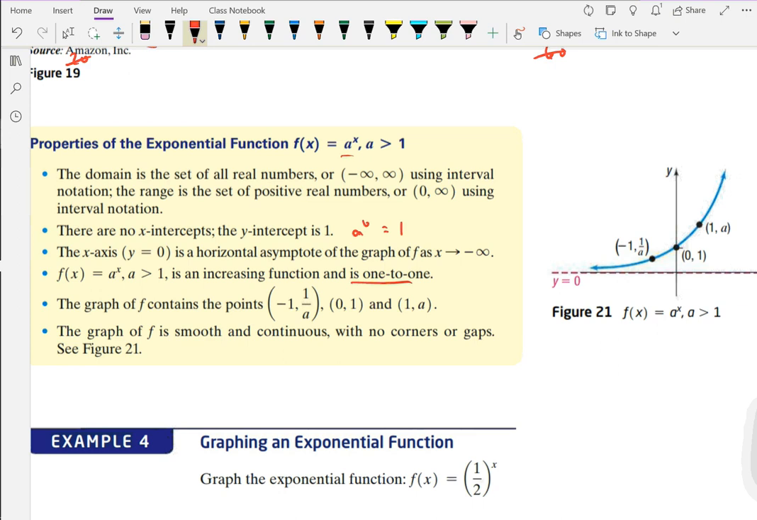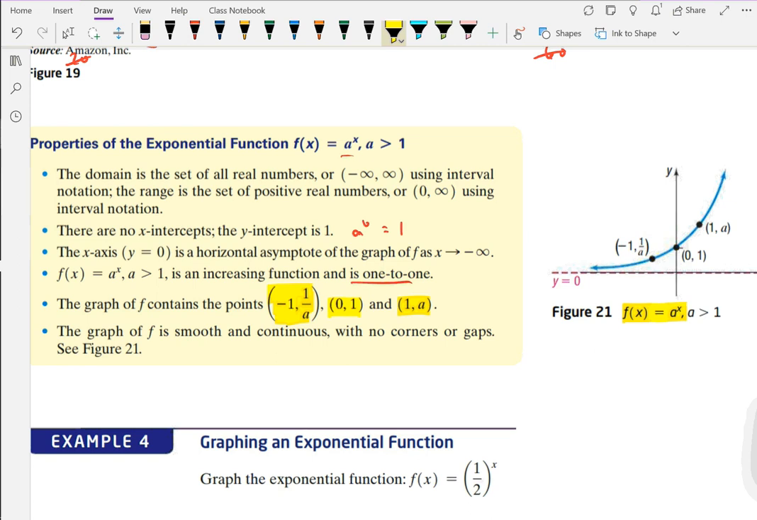And the graph contains these 3 specific points. We'll have -1 and 1 over a. We'll have 0 and 1, and we'll have 1 and a. And if we think again about what we're doing here, this is the exponential function, a to some power. So if our power is -1, we just take the reciprocal. So that's what this is going to be. If we have a to the 0 power, then we have 1. And if our exponent is 1, then we have a to the first power, which is just a. Okay? And that will happen very consistently for us.